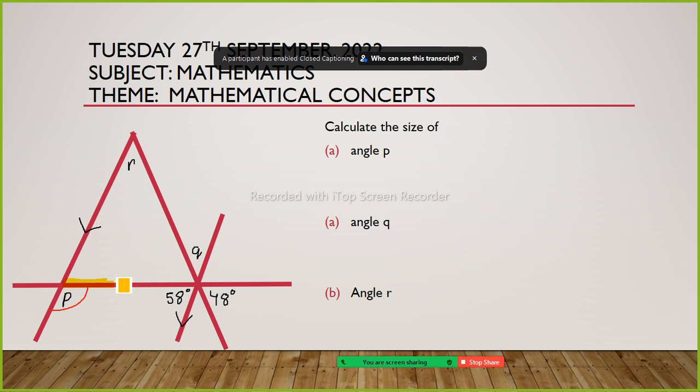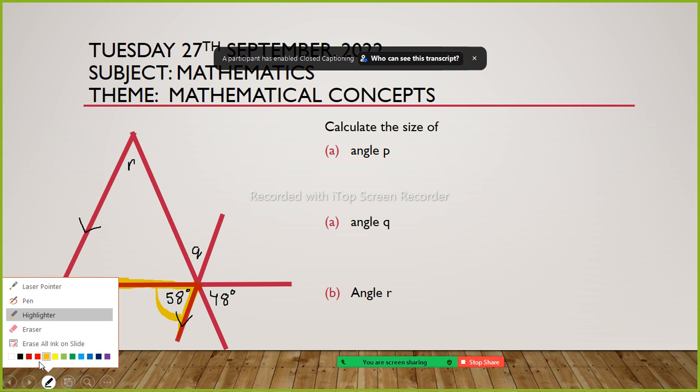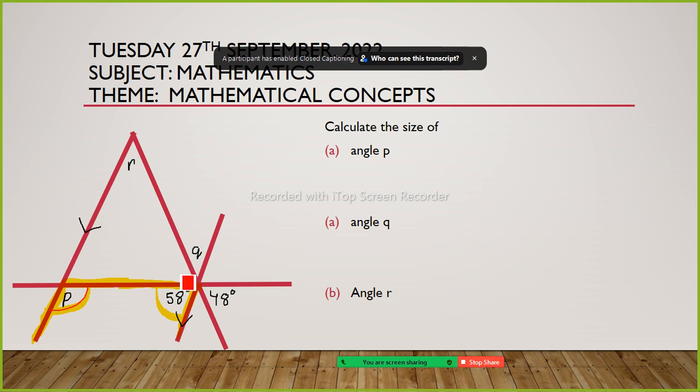So they form a C. We're going to form the C right now. Look at the C forming right there. So we have a C formation, and what we know about that is that they add up to 180 degrees. So P and 58 add up to 180 degrees. If you want to know what P is, see it inside the chart.